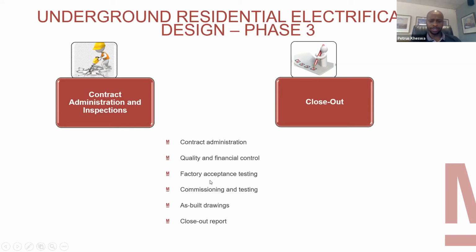We also do the financial control during that stage. For equipment, we need to do factory acceptance testing, which is carried out at the manufacturers' facilities to make sure that the equipment, prior to delivery to site, is manufactured as per the specification and requirements of the supply authority. Then, once the equipment is on site, there will be commissioning as well as testing. As part of closeout, we prepare as-built drawings as well as a closeout report.